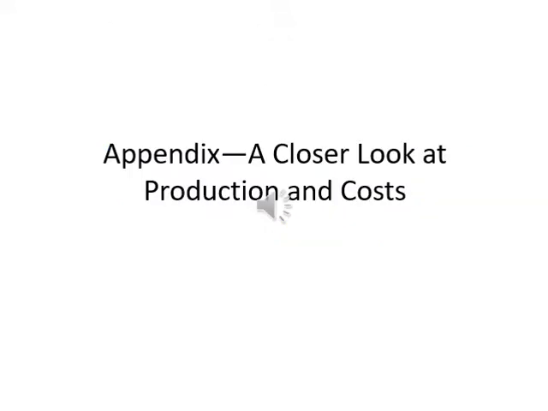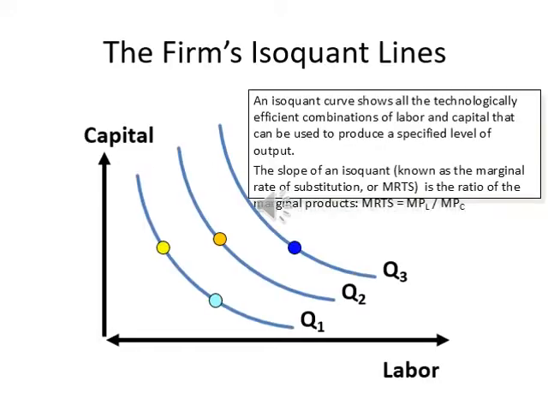The appendix shows a closer look at production and costs. The firm's isoquant lines. An isoquant curve shows all the technologically efficient combinations of labor and capital that can be used to produce a specified level of output. The slope of an isoquant, known as the marginal rate of technical substitution, or MRTS, is the ratio of the marginal products. MRTS equals MPL/MPK.